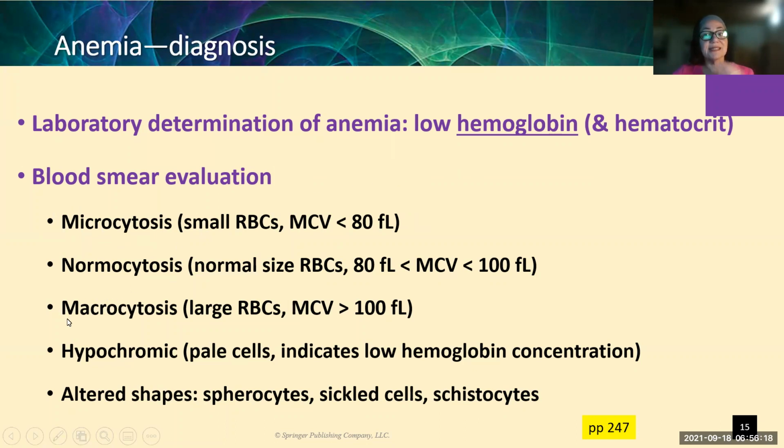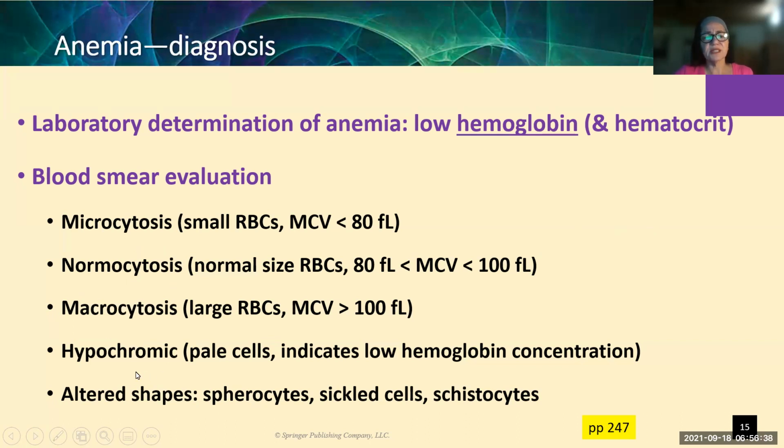Macrocytic, this is counterintuitive, I understand, but you can have low hemoglobin levels and big cells, and there are some very specific dietary deficiencies that can lead to that condition. And so these clues help you to figure out how you are going to treat this patient.